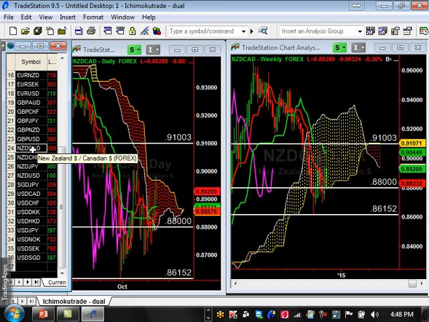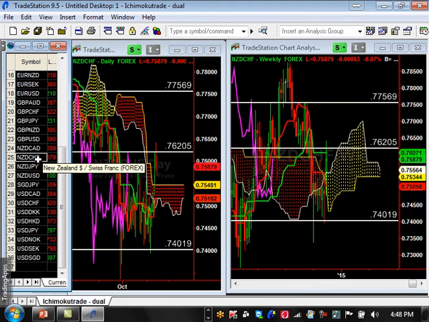Let's go look at the New Zealand pairs now. If you look at New Zealand CAD here, bullish trending here, did a major pullback here, sat there and held the support at 86.15. Now it's trying to start going higher. It held the support, minor support now at 88.00, and it's trying to get to 91.00. So we are bullish on the New Zealand CAD as long as that support holds.